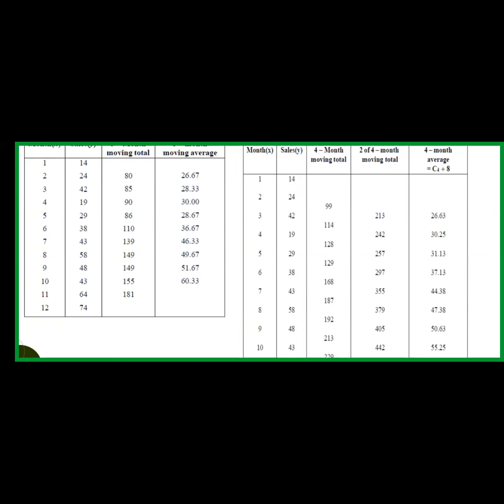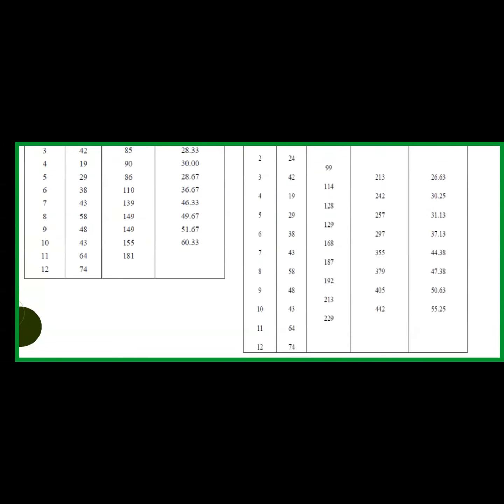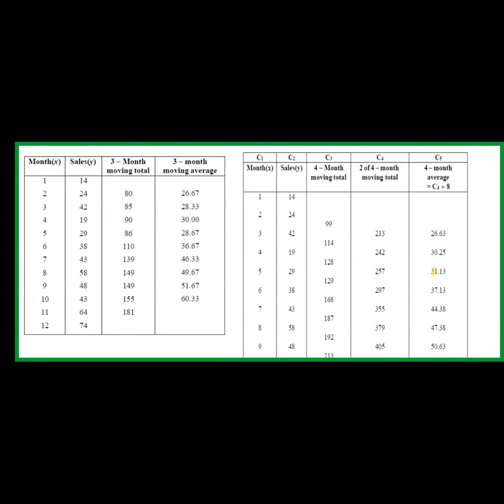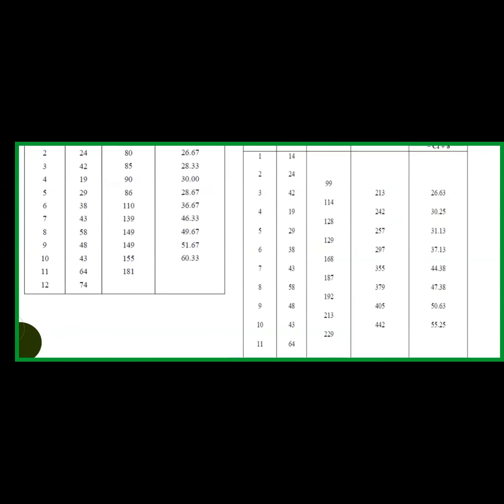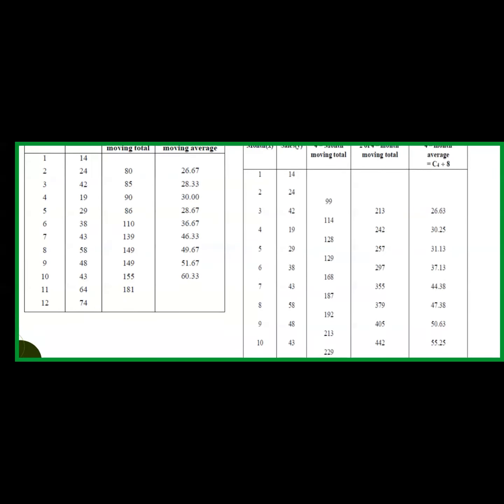Try it again. 242 divided by 8. Punch your calculator. 30.25. Exactly. So let's try the last one, the last number in the fourth column. 442 divided by 8. 55.25. Exactly. So can you see how they got the figures? Yes, ma'am. Do you understand now? Yes, ma'am. Okay. Thank you.